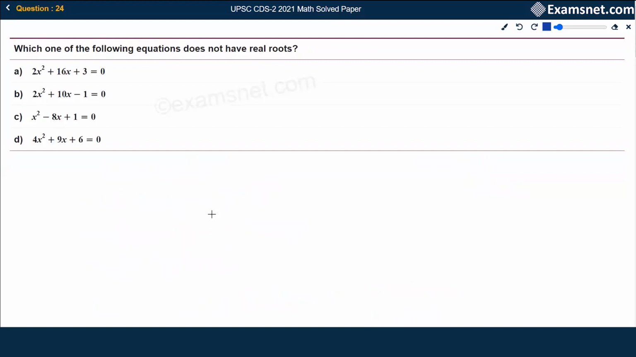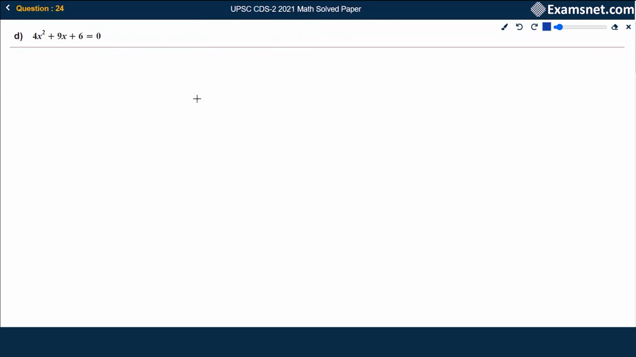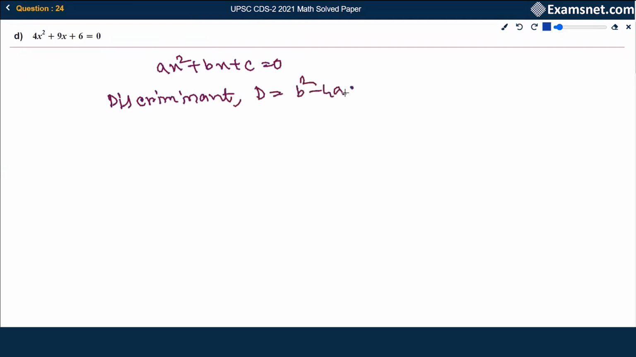In question number 24, it is given: which one of the following equations doesn't have any real roots. So before we start solving, let me give you a small conceptual description. That is, what is the general form of a quadratic equation? That is ax squared plus bx plus c equals 0. To check the nature of the roots, we always examine its discriminant. Discriminant is defined by D, that is b squared minus 4ac.